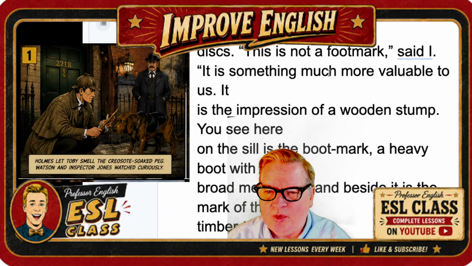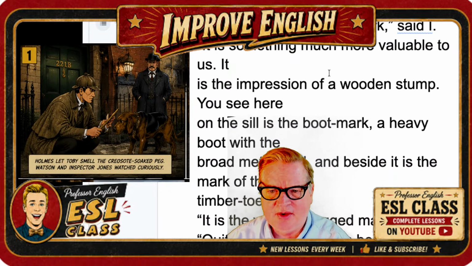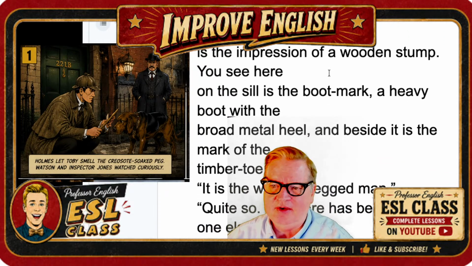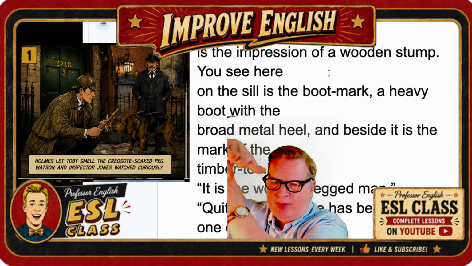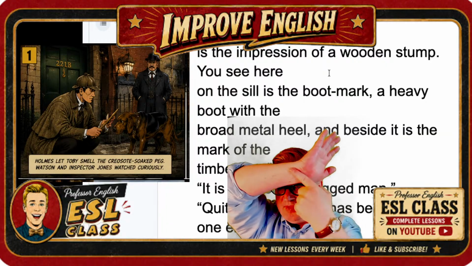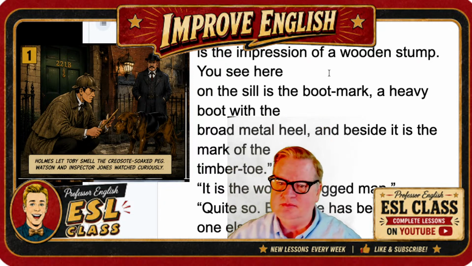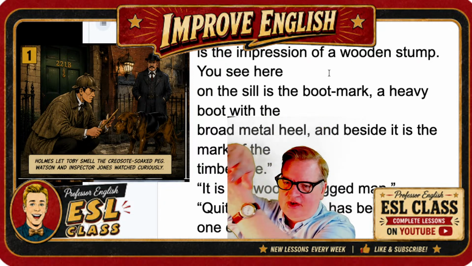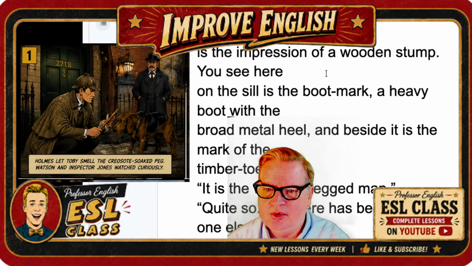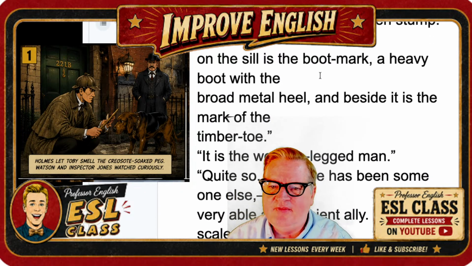"It is the impression of a wooden stump. You see here on the sill is the boot mark, a heavy boot, with a broad, metal heel." Broad means wide. Heel is the bottom part of the foot. This is also a heel, the heel of your palm. But they're probably talking about the part of a shoe that sticks out. That's the heel of a shoe. So a wide metal heel. "And beside it is the mark of the timber toe."